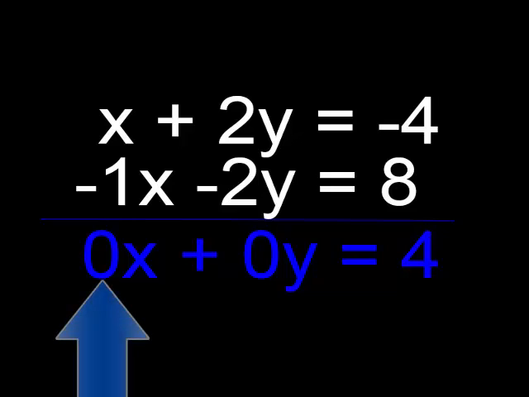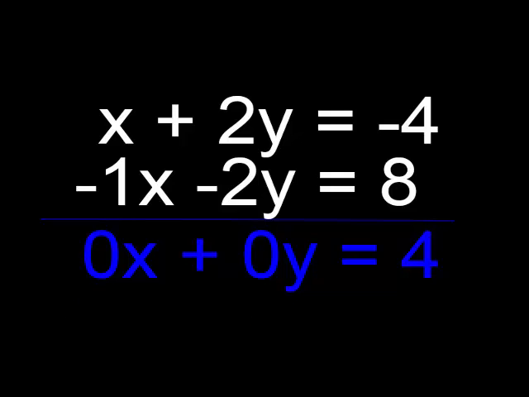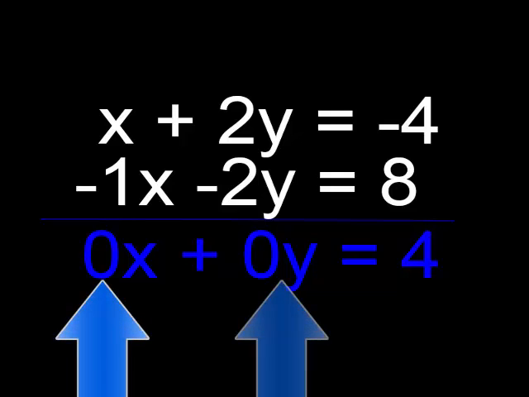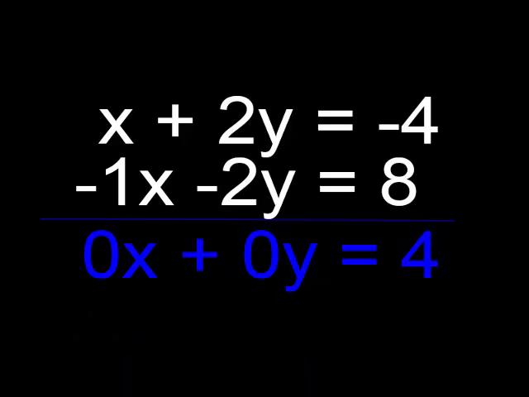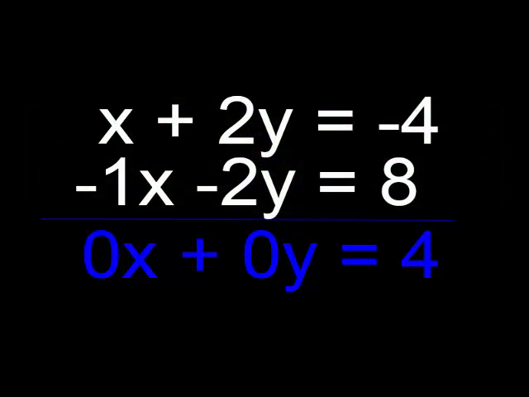So, does 0 x's plus 0 y's equal 4? No, it can't. Nothing plus nothing cannot equal 4. So, since nothing plus nothing does not equal 4, this is an untrue statement. It is impossible. There is no solution. No matter what you pick for x, no matter what you pick for y, you are incorrect because 0 times whatever you pick doesn't equal 4.